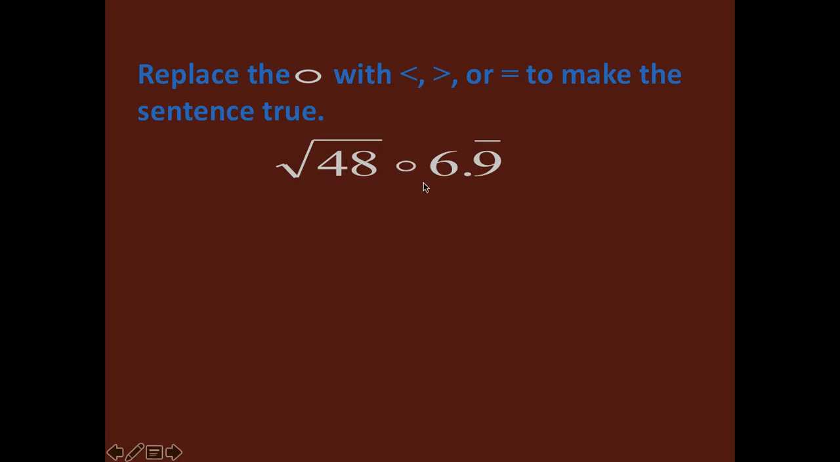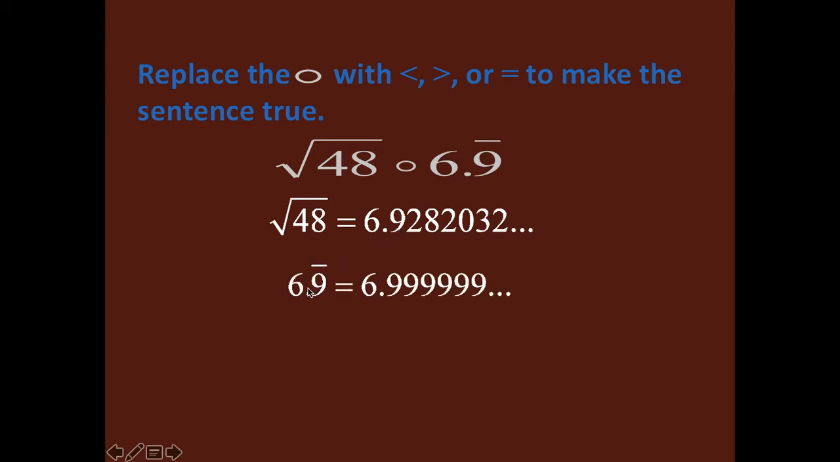Similarly, square root of 48 and 6.9 repeating, because 9 is repeated. So let us find the square root of 48. It's 6.928, okay, or we'll round it up, it will be 6.93. So 6.9 with the line on the head is repetition of 9. So let us compare now. Root of 48 is 6.92 and 6.9 repeating is 6.9999. So 6.9999, which is repeated, is greater.